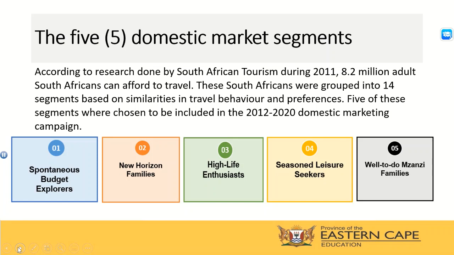Firstly, we have spontaneous budget explorers. Secondly, New Horizon families, high life enthusiasts, seasoned leisure seekers, and well-to-do families. In the next couple of slides of this lesson, we'll be taking a look at each of the 5 domestic market segments individually. We will look at their profile, their reason for traveling, and their preferred type of travel.